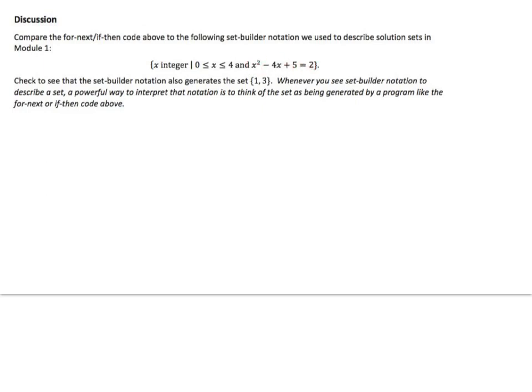This is set builder notation. So the set of all x's that are integers such that it is between 0 and 4 and it makes the statement true. Okay? Check to see that the set builder notation also generates the set 1, 3. Whenever you see set builder notation to describe a set, a powerful way to interpret that notation is to think of the set as being generated by a program like the for-next or if-then code above. So our set of all x's, integers between 0 and 4, it has to be between 0 and 4 and it has to make this thing true, which the only things that work in that loop are 1 and 3.